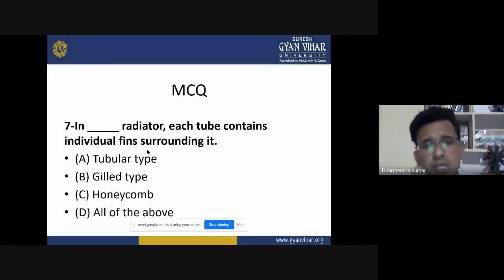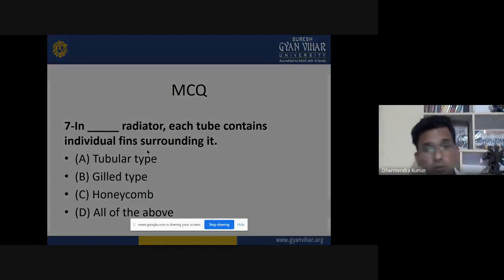Now the seventh one is, in a radiator, each tube contains individual fins surrounding it. In the diagram of the radiators, we have seen that only gill-type fins are associated with the radiator, which ensures the maximum amount of heat dissipates into the water. Air.